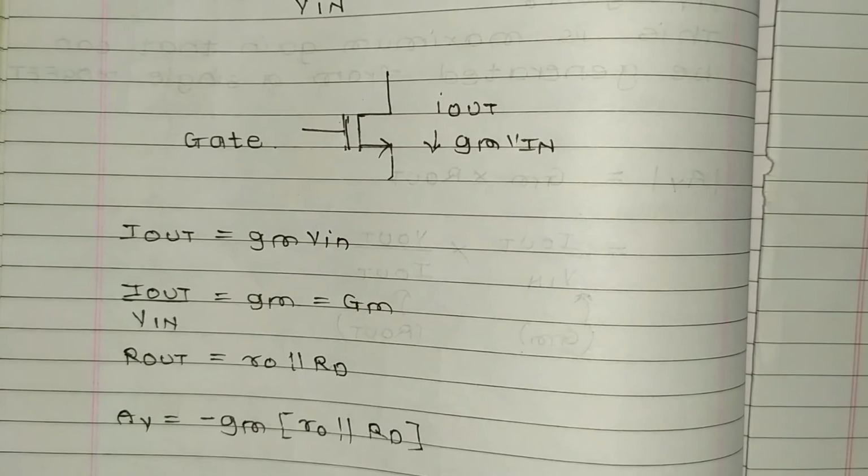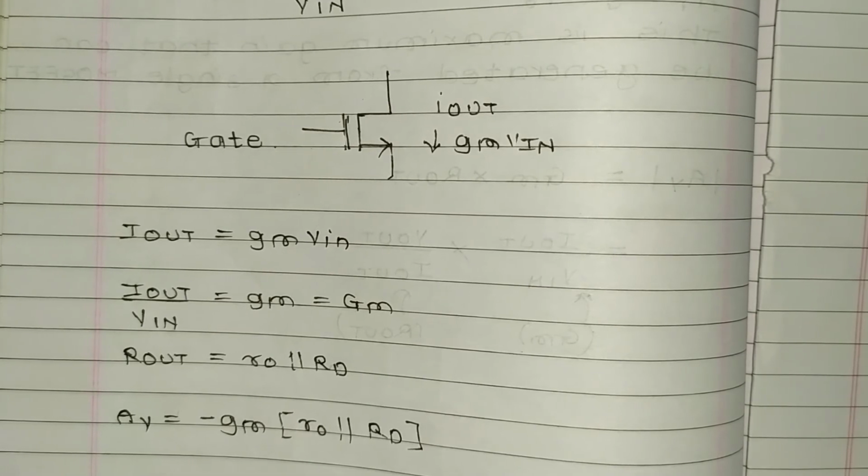So R out is equal to two resistors in parallel, that is small internal resistance r0 and capital RD. So they are parallel. So replacing V in by R out, AV is equal to minus GM in bracket R0 parallel to RD. So AV is equal to minus GM R0 parallel to RD.